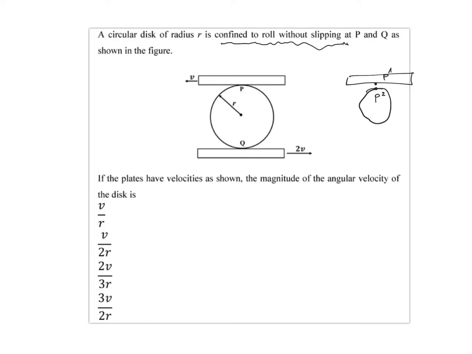When we say that it is confined to roll without slipping, what that implies is that the velocity of these two points, P1, which is a part of the plate, and P2, which is a part of the disc, are the same. Since the plate is moving with a velocity of little v to the left, this point P2 also will move towards the left with a velocity of little v. Extending the same argument to this position, the point Q will be moving towards the right with a velocity of 2 times v, when this is moving with a velocity of v.